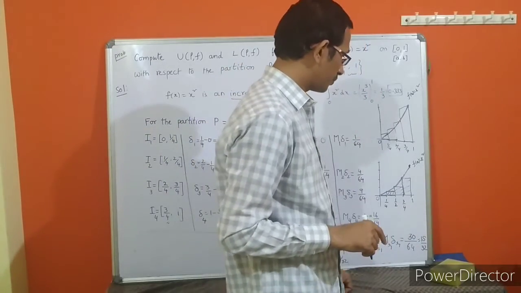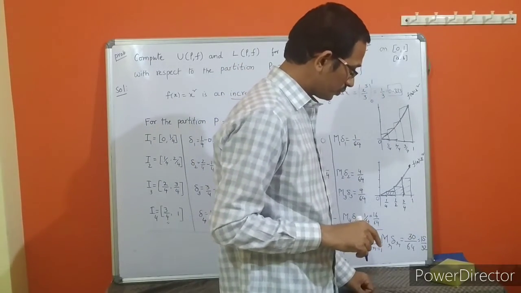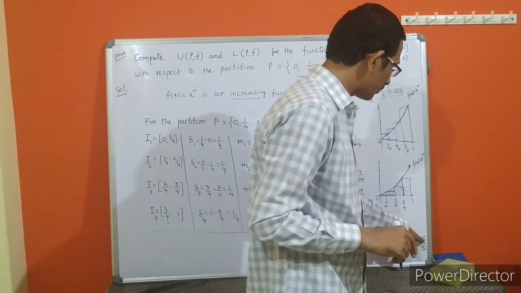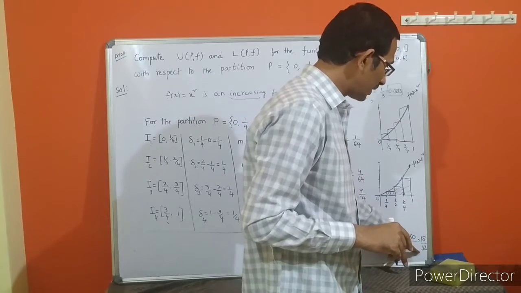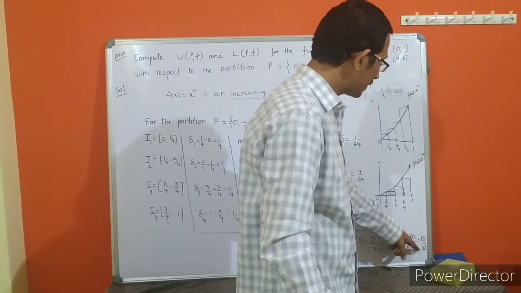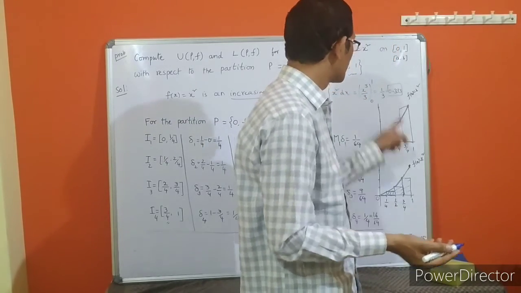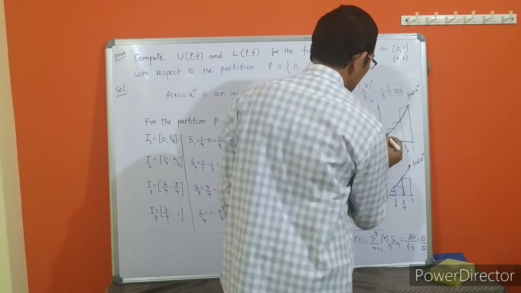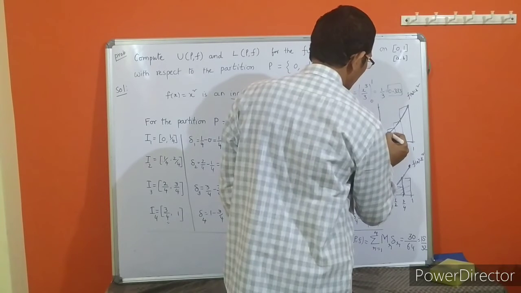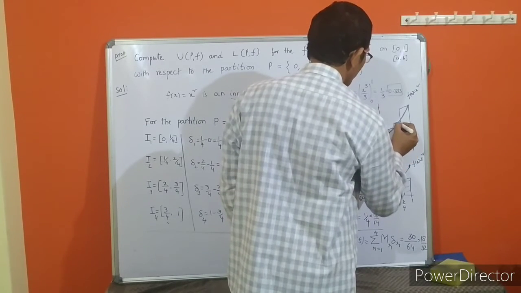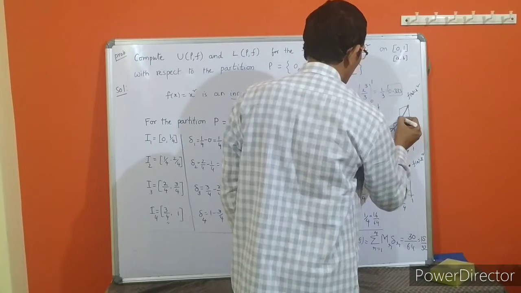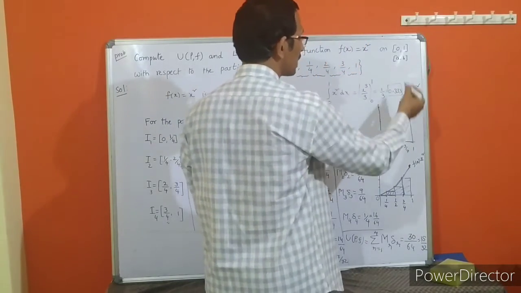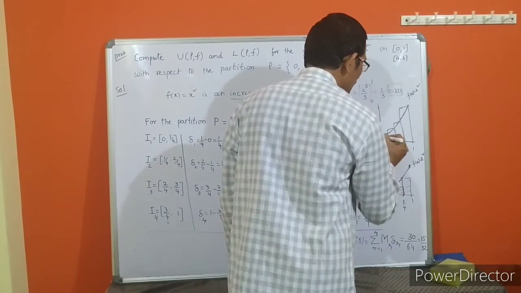Similarly, 15 by 32. If 1 by 3 means 15 by 45, but 15 by 32 is more than 15 by 45, so it is more than 1 by 3. Because the total area we have formed by these upper rectangles, taking supremum in each interval, is more than the original area under this curve.